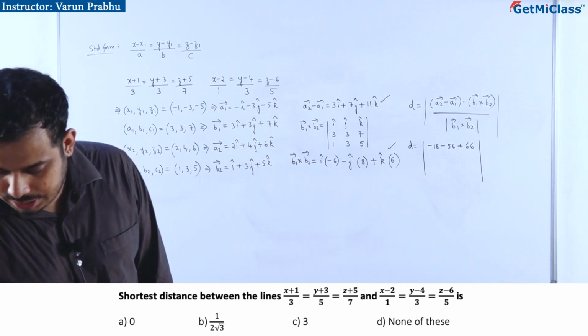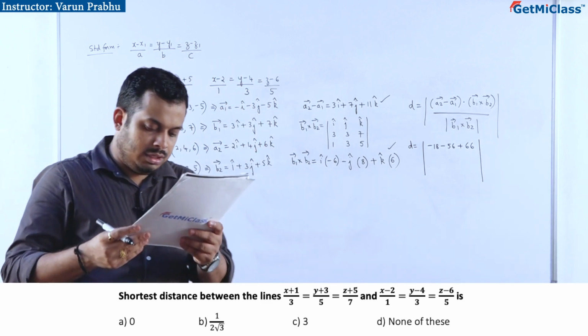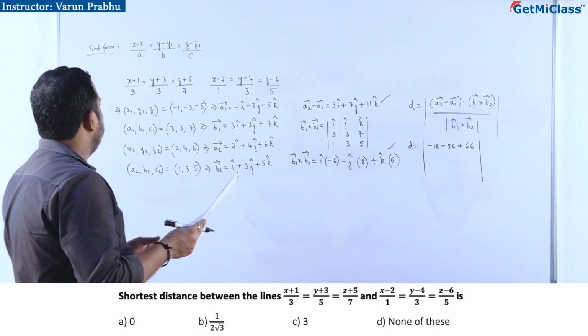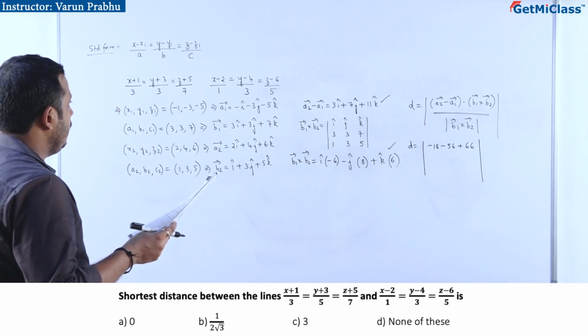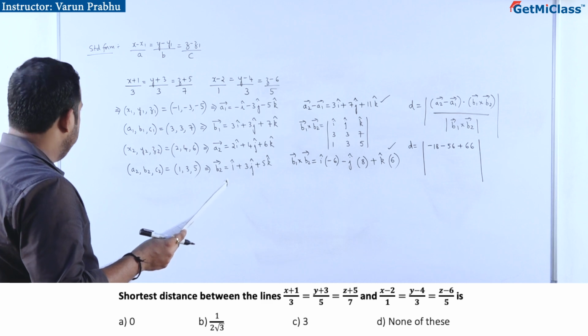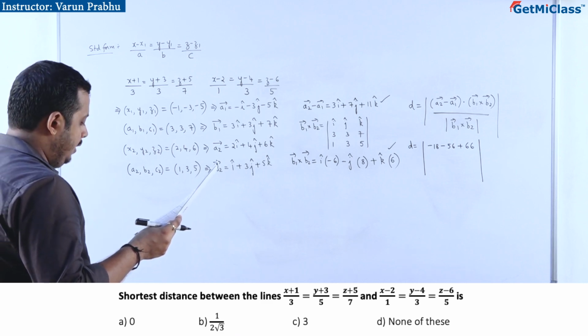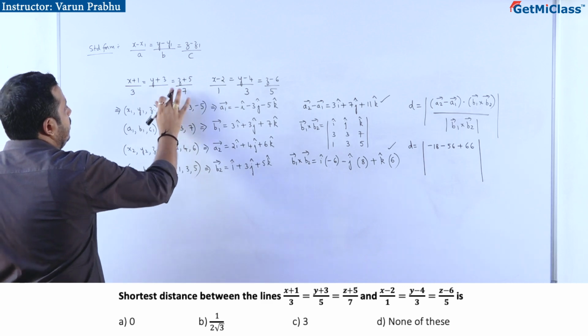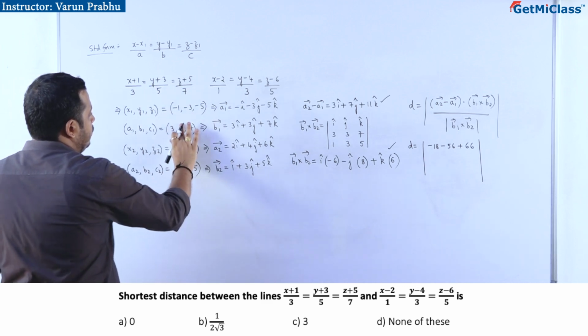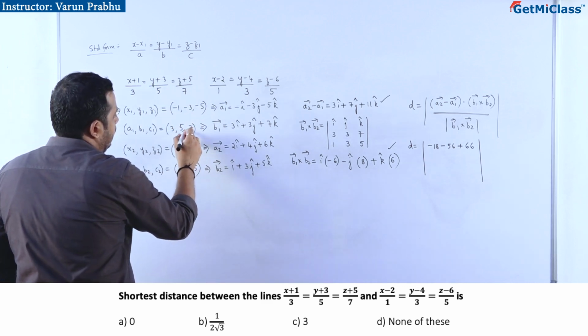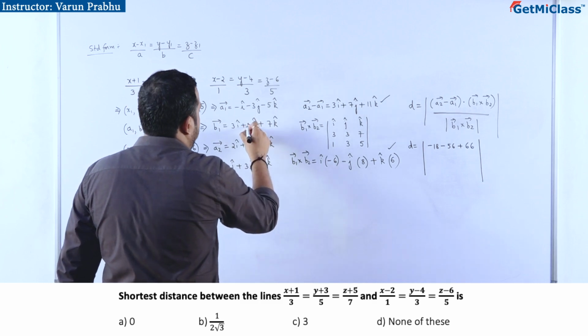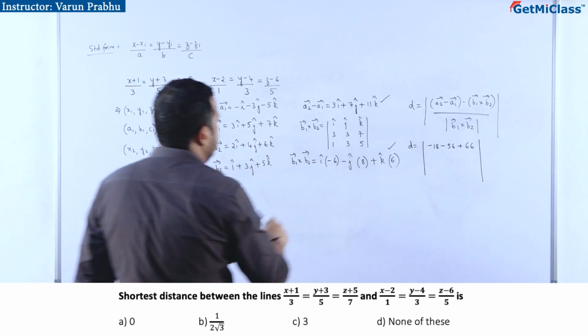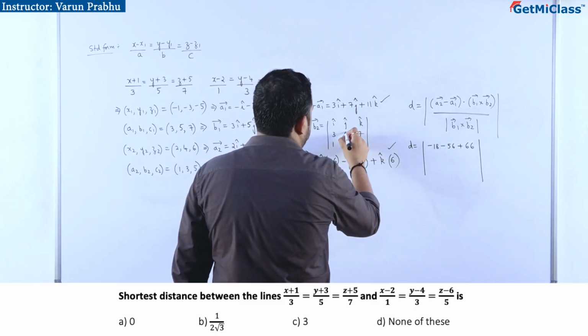If you look at the options here, shortest distance between these two lines, right? This should be 3, 5, 7 in the question. It is 3, 5, 7, right? So this should be 3, 5 and 7, so this should be 5j cap, right? So if you see here, this is nothing but 3, 5 and 7.